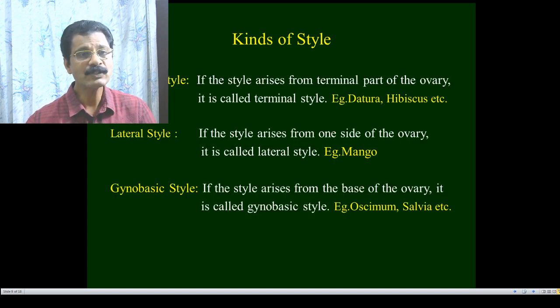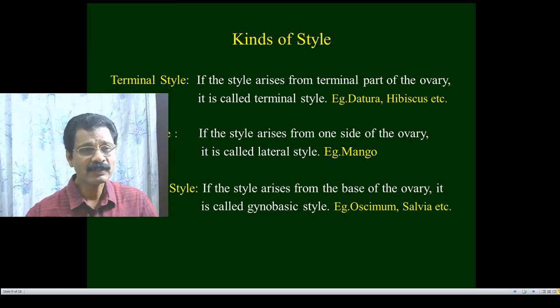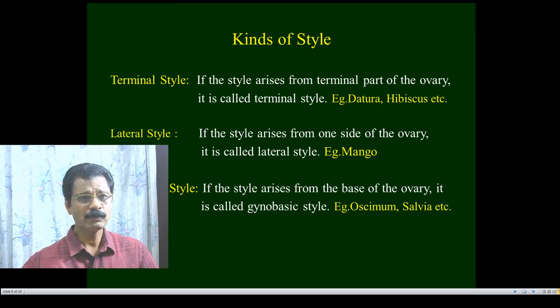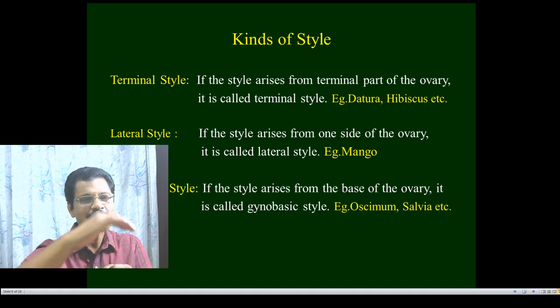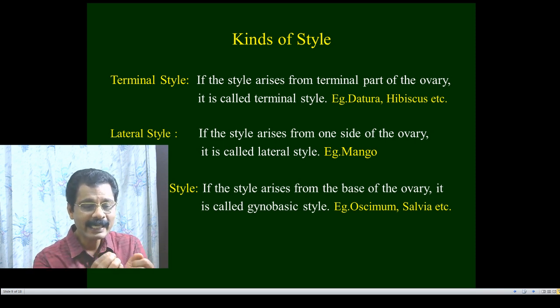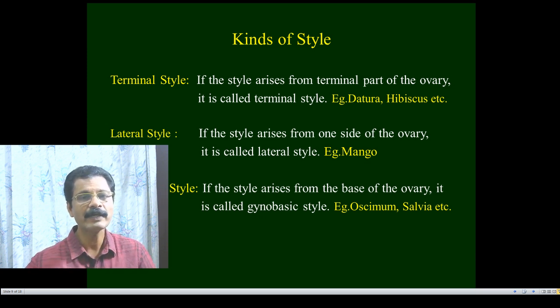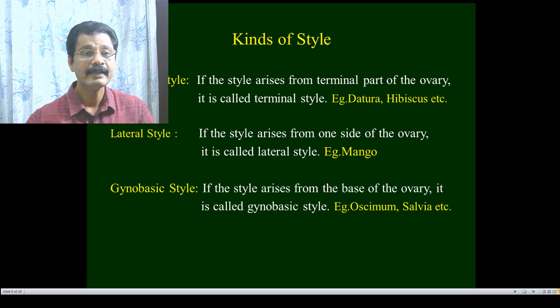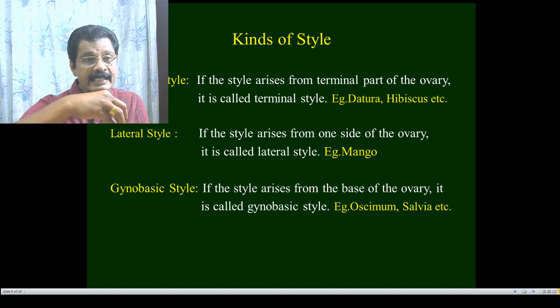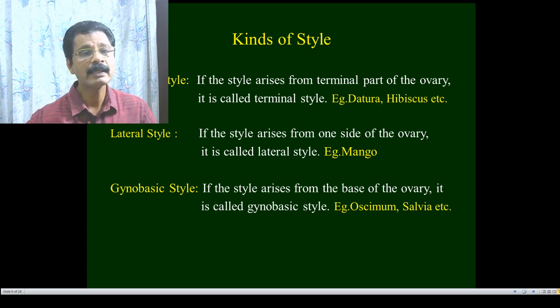Then style, kinds of styles. Based on the position of styles, there are three types. Terminal style: the style is placed on the top of the ovary. Sometimes the style arises from one side of the ovary, then it is called lateral style, as in the case of mango. Sometimes the style arises from the base or the bottom portion of the ovary, then it is called gynobasic style, as in Ocimum and Salvia.